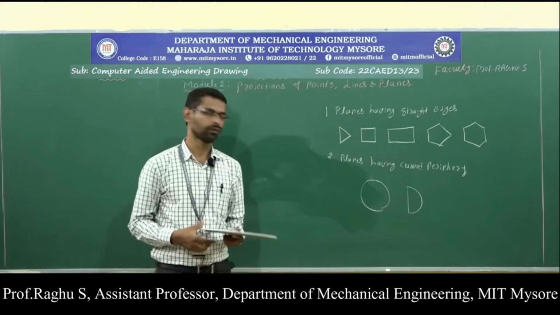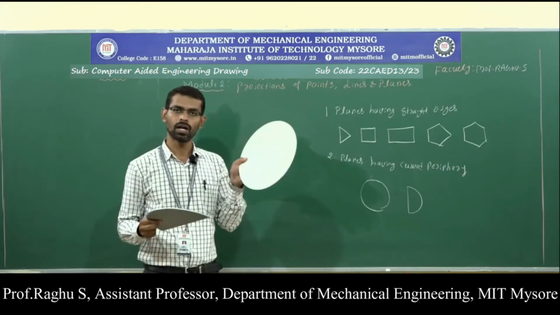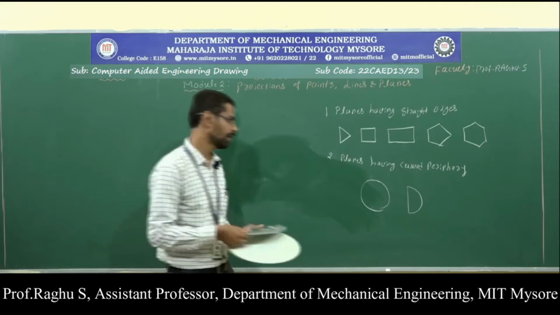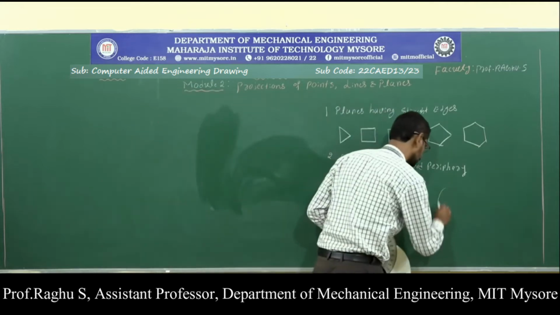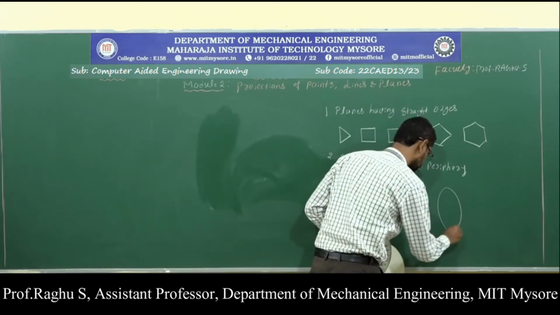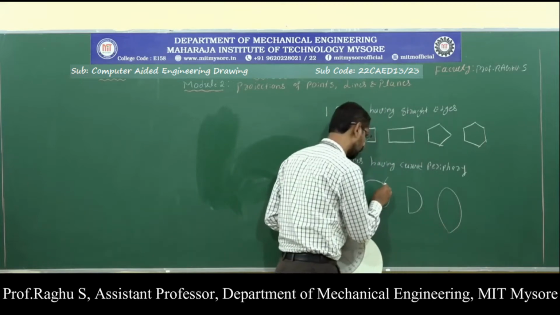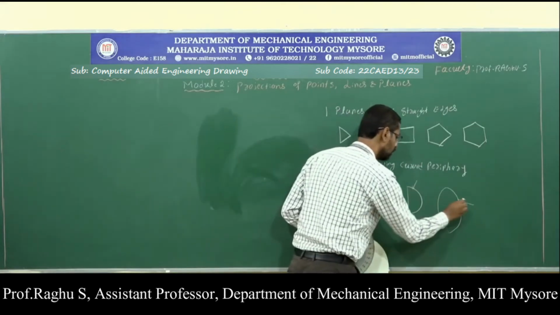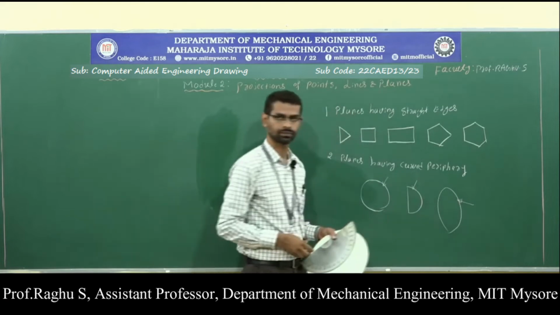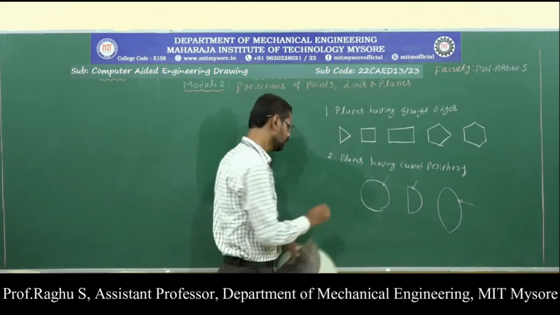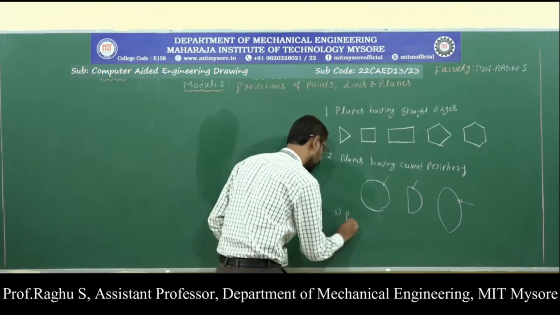Planes having curved periphery, for example circular lamina, semicircular lamina and ellipse. Here these are all curved surfaces. Next, planes having irregular periphery.